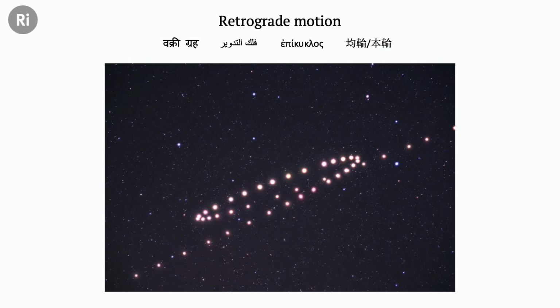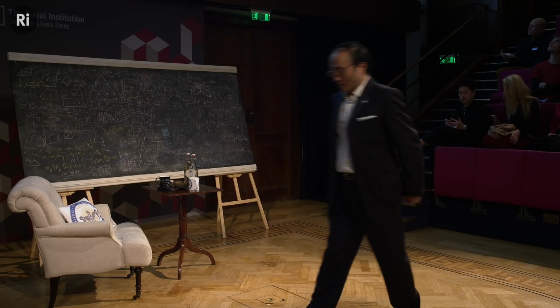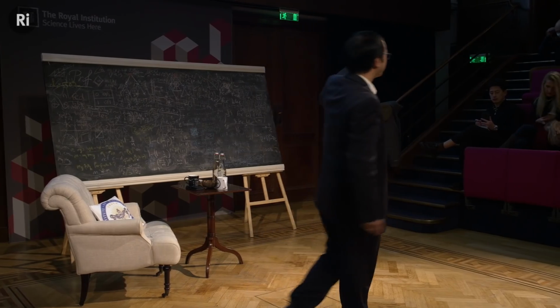And here is the retrograde motion in various ancient languages. Everybody thought about this. It's obvious. There are these 5 exceptional points to the naked eye. So that was a bit bizarre. Why should there be these exceptions?